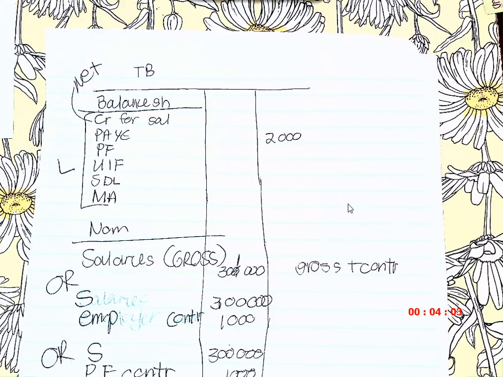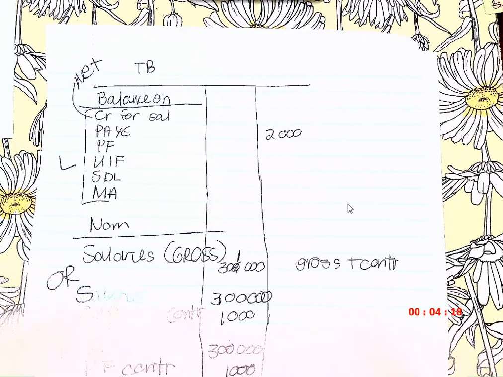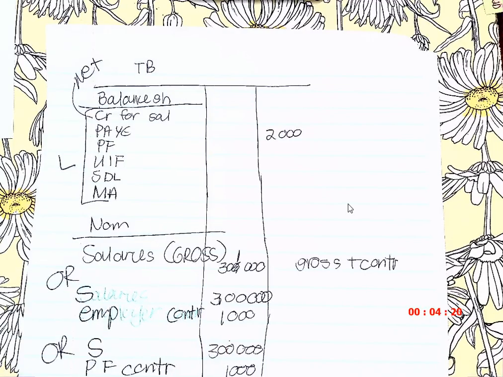The second option is they can have salary separate from employers' contributions. But if there's a pension fund contribution and a medical aid contribution, then they will show it all together as one. This you don't see often. Third option is they show the salary, the gross, and each contribution separately. That's how it is in the previous exercise.